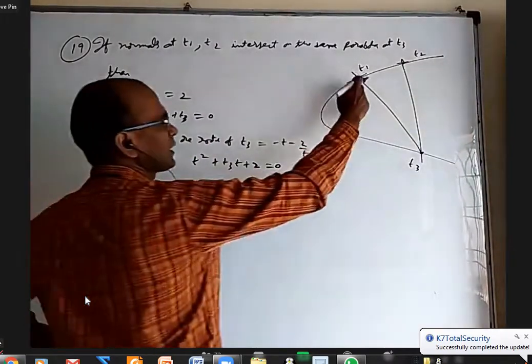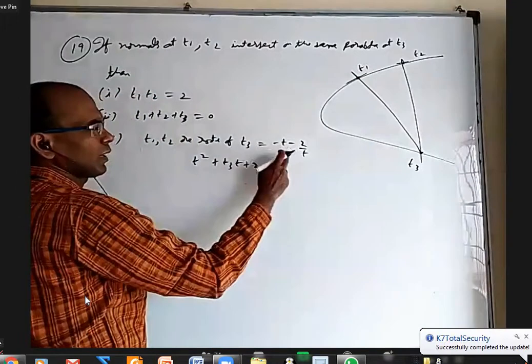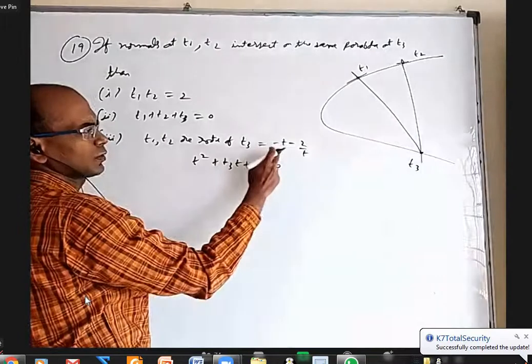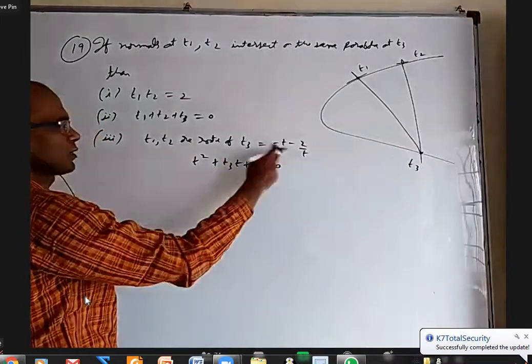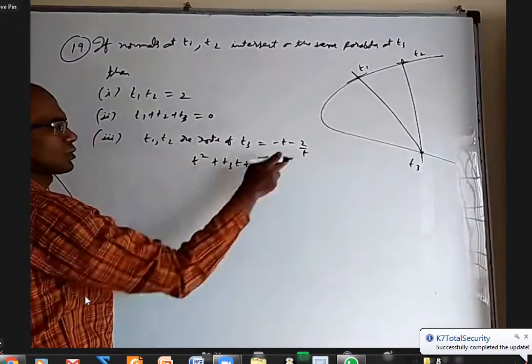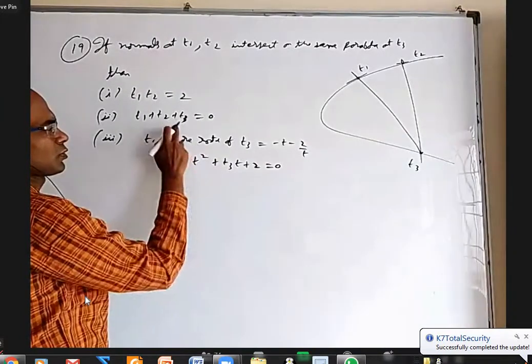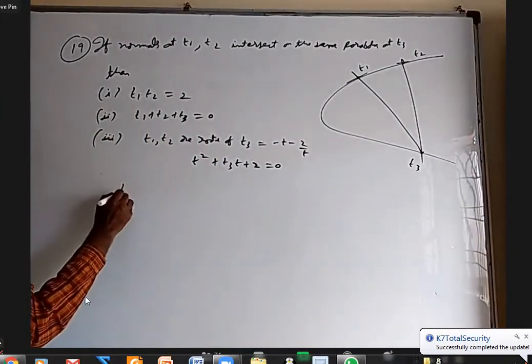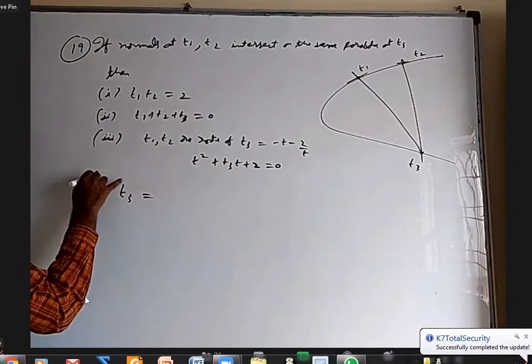Because if the normal at t1 intersects at t3, t3 equal to minus t1 minus 2 by t1. If the normal at t2 intersects at t3, t3 equal to minus t2 minus 2 by t2. So in the place of t, t1 is also a root, t2 is also a root. This is a quadratic equation. You can see the sum of the roots is this, the product of the roots is this. But if somebody still wants to prove it, you can also write this as solution or explanation.